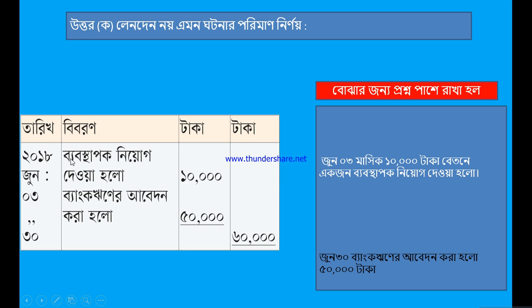Look, date, particulars, amount, taka. 2018 June 3, appointment of manager by 10,000 taka. On June 30, an application is submitted to the bank for 50,000 taka, in total amount 60,000 taka. So we have got the first question's answer. So the 2 marks question's answer has been solved.